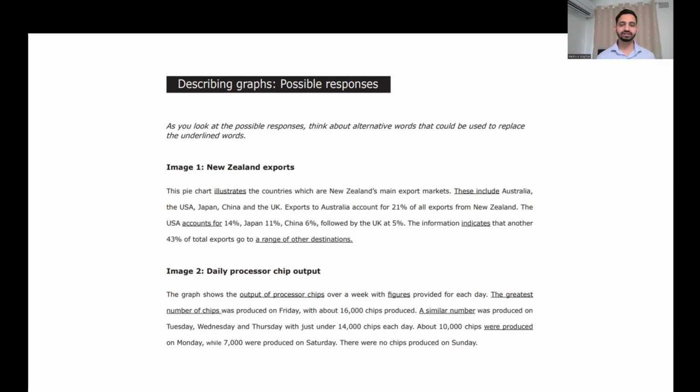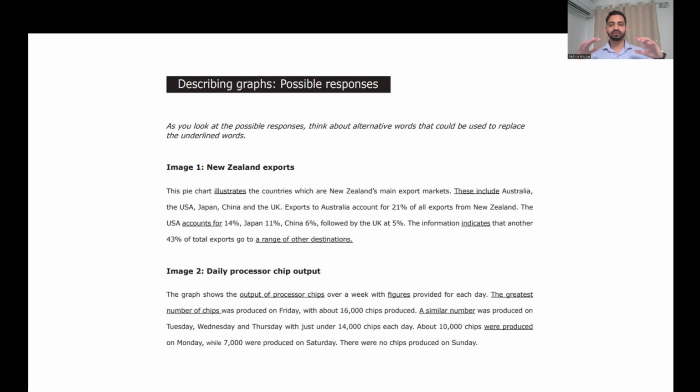So we start with the highest point and say the greatest number of chips was produced on Friday with about 16,000 chips produced. A similar number was produced on Tuesday, Wednesday, and Thursday, with just under 14,000 chips each day. And if you can't read the numbers accurately, don't worry too much about the numbers. You can say approximately 14,000 or around 14,000 or just about 14,000, right? About 10,000 chips were produced on Monday, while 7,000 were produced on Saturday. There were no chips produced on Sunday.